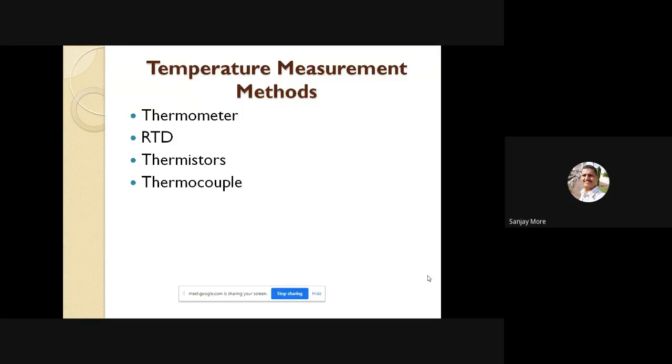Any doubts or any problem, any question regarding these temperature measurement devices? If you have any doubts, any problem, any question, unmute yourself and ask me directly or text me in the chat box. Okay. No reply means no question. Okay.